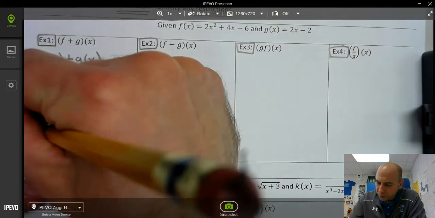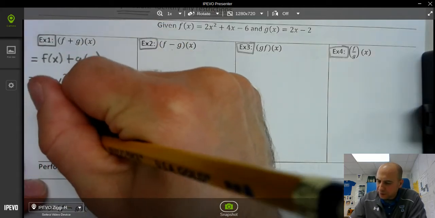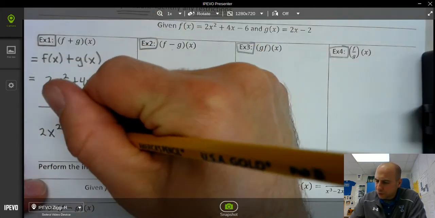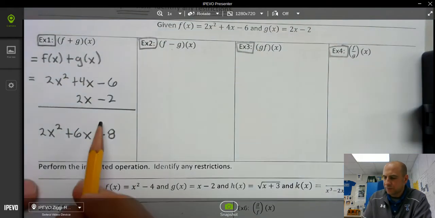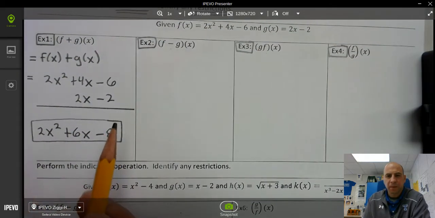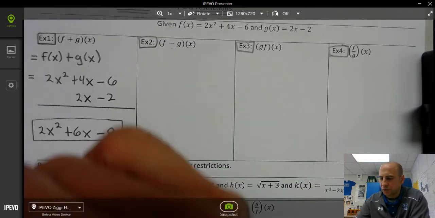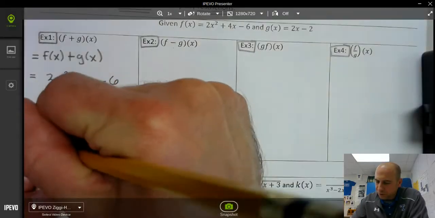So you get 2x squared. 4x and 2x is 6x. And negative 6 and negative 2 is a negative 8. All right, so pause for a few seconds and update example 1. All right, now you have that updated. Let's talk about the restrictions. It doesn't have a denominator. It doesn't have a square root, so there are no restrictions.